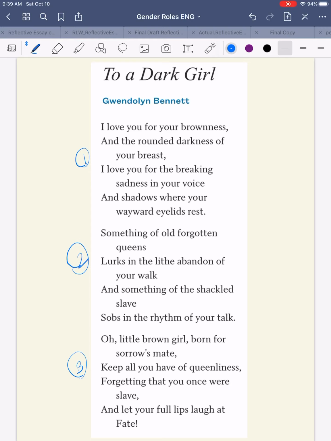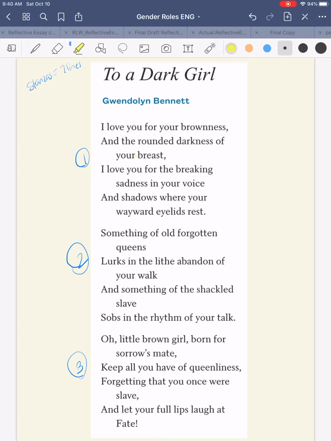1, 2, 3, 4, 5, 2, 4, 6, 7, 2, 4, 6, 7, 2, 4, 6, 7. So the stanzas have 7 lines each. We can notice the indentation of the lines as well. Another thing that we can notice is the rhyme scheme in this particular poem.